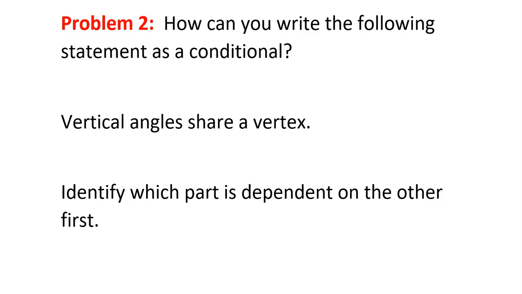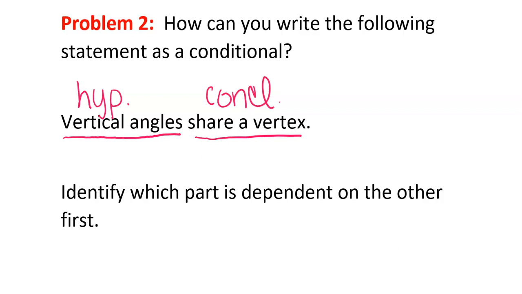So what we're going to do is identify which part is written first. Most of the time, whatever part is written first is the hypothesis, and whatever part is written second is the conclusion. And I'm saying most of the time, it really depends on how they wrote it. So the initial part right here is your hypothesis. The last part is your conclusion. But now we have to put it so that it makes sense and it has an if-then statement in it.